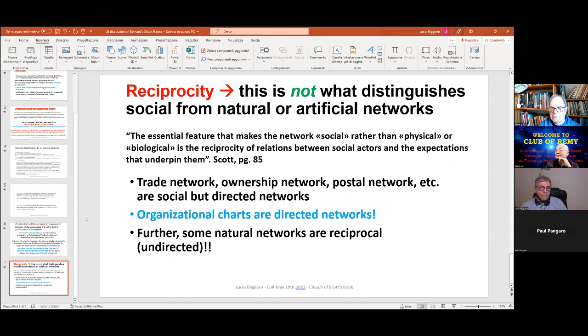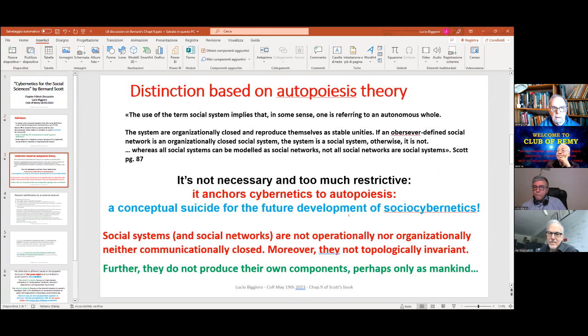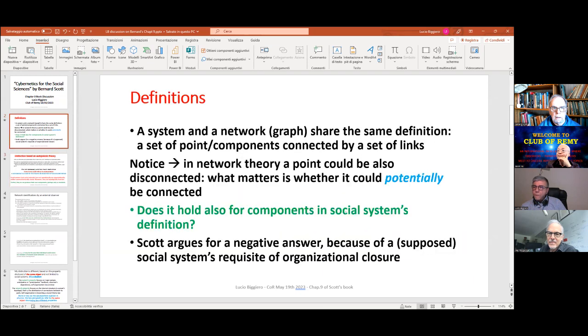Well, thank you very much, Lucio. That came across as a very thorough, comprehensive hatchet job on my thinking. So I hope you don't mind if I'm equally blunt when I reply. Well, I'll try to be polite. Can we begin with your first slide? The system and the network share the same definitions.